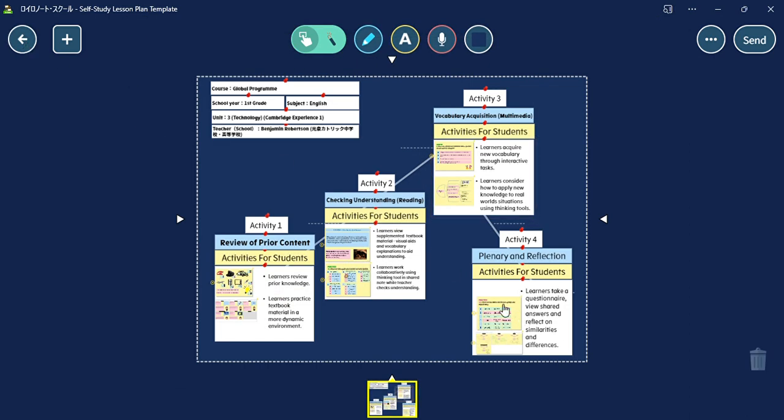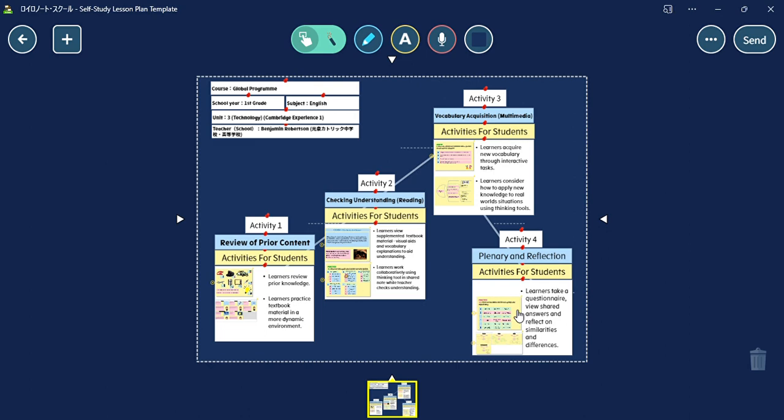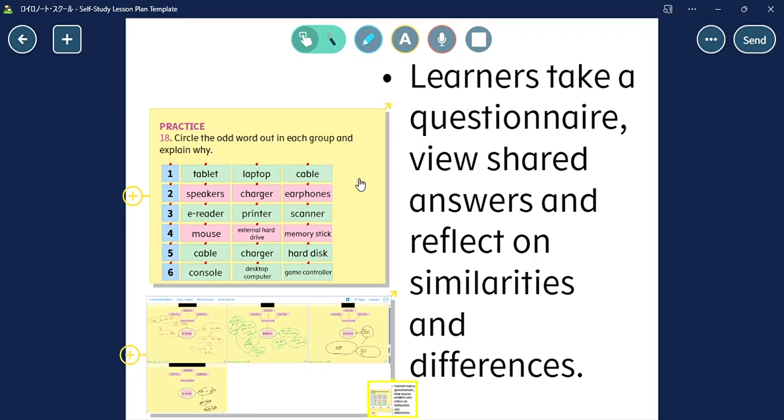As for Activity 4, this is the sort of accumulation of the whole lesson, whereby learners have one more chance to optimize their learning potential. So here learners take a questionnaire, but they also go through a number of different tasks whereby they're making use of the vocabulary that they already learned and trying to contextualize it before moving on to plotting out a sequence of events using a thinking tool.